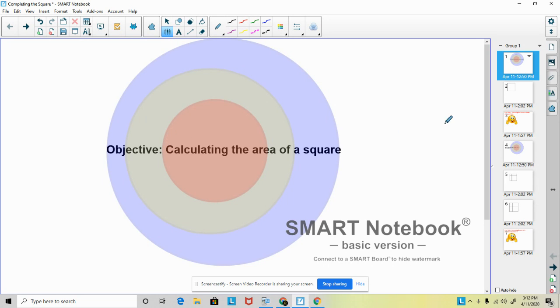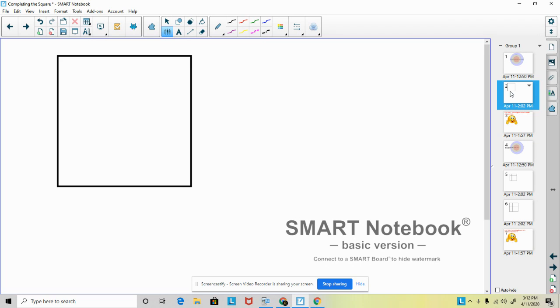Today we're going to be looking at how to calculate the area of a square. All right, so let's go ahead and jump into it. First of all, we have here just a basic square.